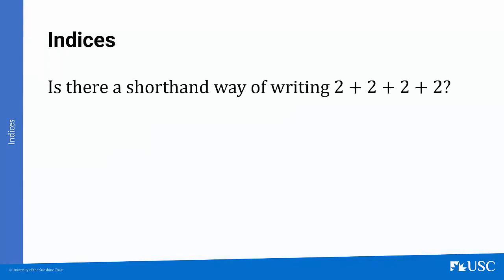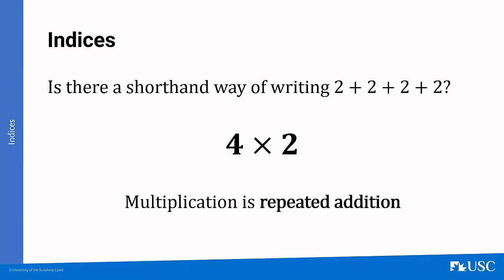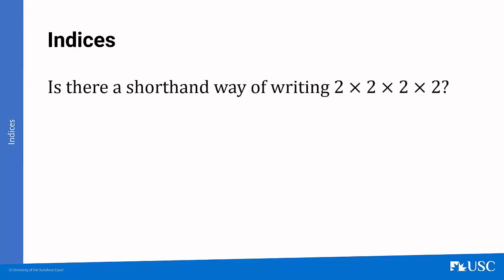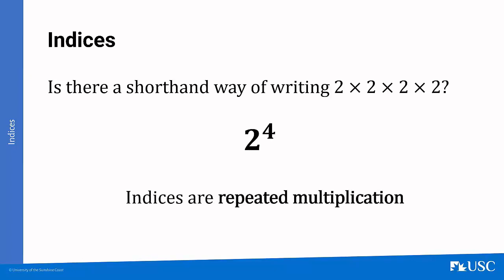Is there a shorthand way of writing 2 plus 2 plus 2 plus 2? Yes, there is, and it's multiplication, 4 times 2. Multiplication is just repeated addition. Is there a shorthand way of writing repeated multiplication? 2 to the power of 4 is how we do it. Indices tell us that we have repeated multiplication, not addition.